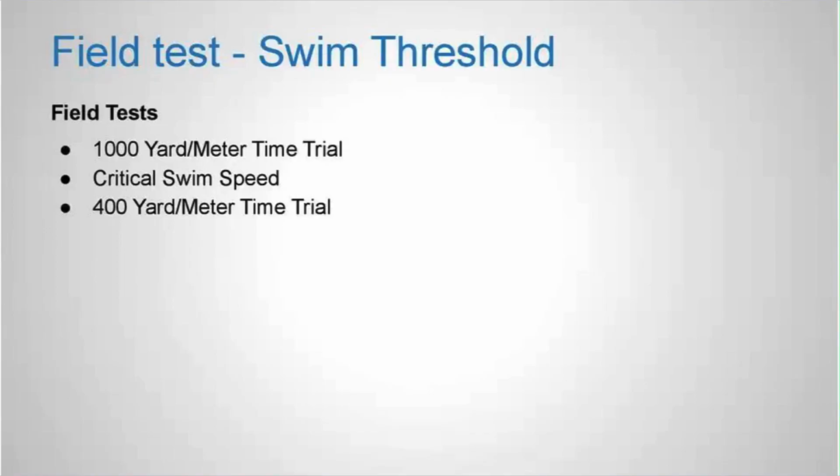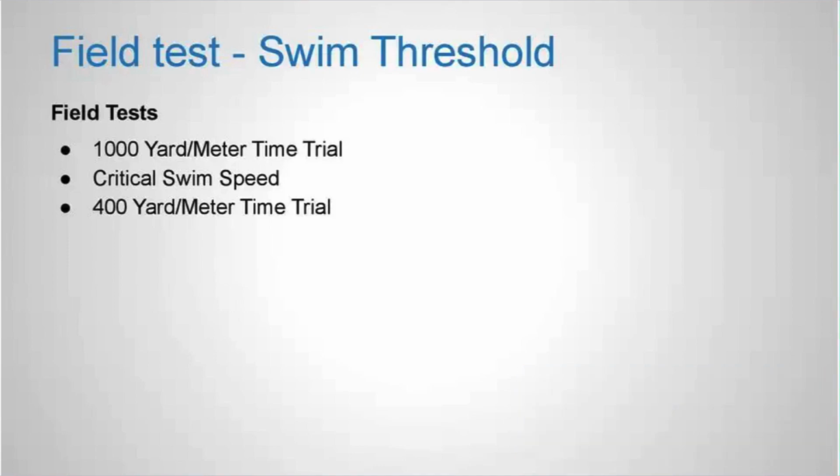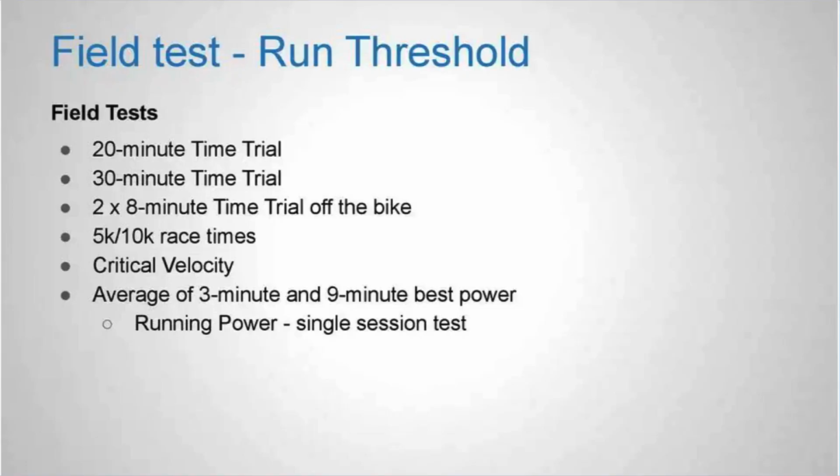Field tests for swimming pace threshold are generally a little bit more simple, since the range of speeds in swimming is so small and it's pretty difficult to measure them accurately. You'll see things like 100-yard or 100-meter time trials, and you can just use that value as the threshold value. There's a 400-yard or 400-meter time trial with a small correction factor. And then there's a critical swim speed test from Swim Smooth that has you do 2 shorter tests and then a simple calculation to determine threshold from that.